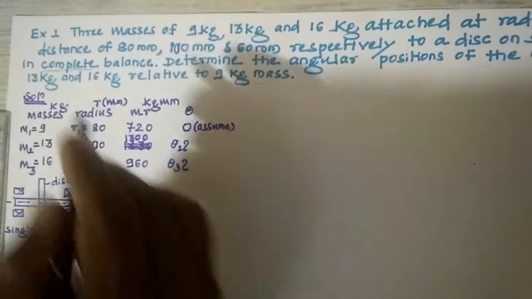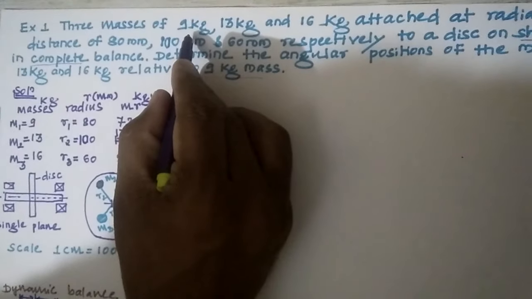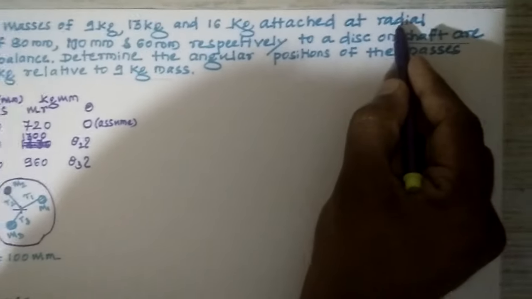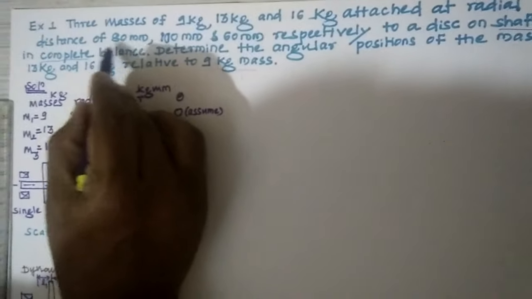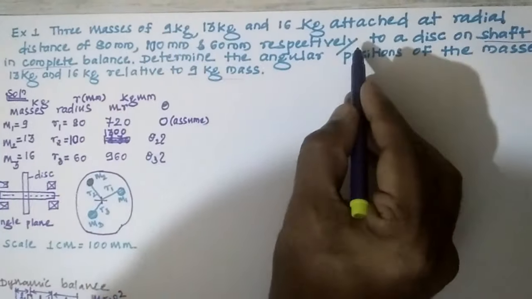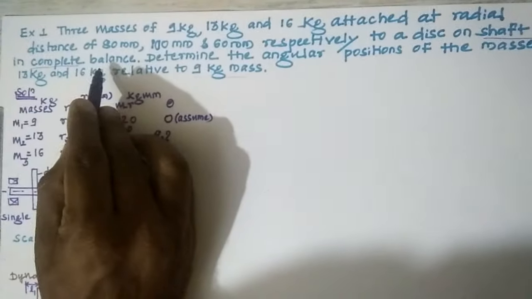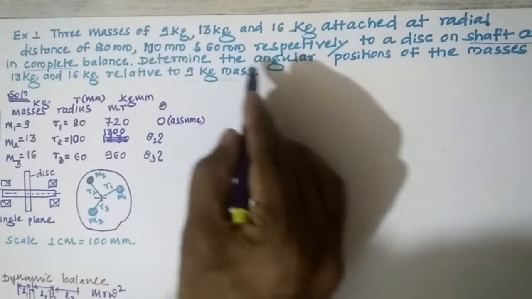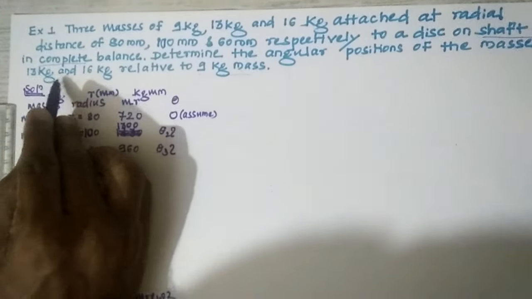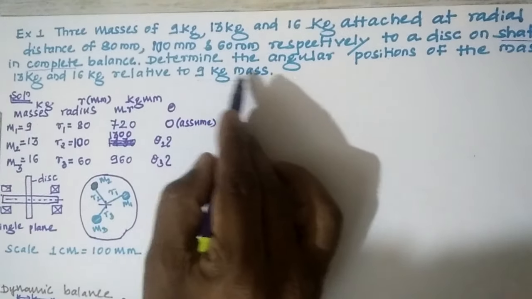I have taken an example related to balancing three masses of 9 kg, 13 kg and 16 kg attached at a radial distance of 80 mm, 100 mm and 60 mm respectively to a disc on a shaft are in complete balance. Determine the angular position of the masses 13 kg and 16 kg relative to 9 kg mass.